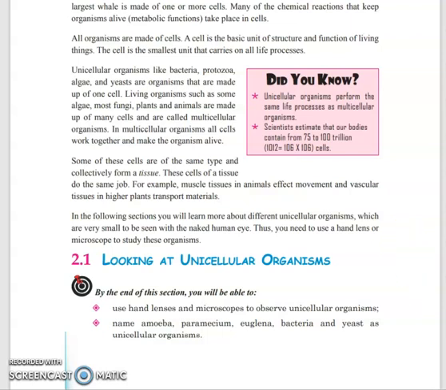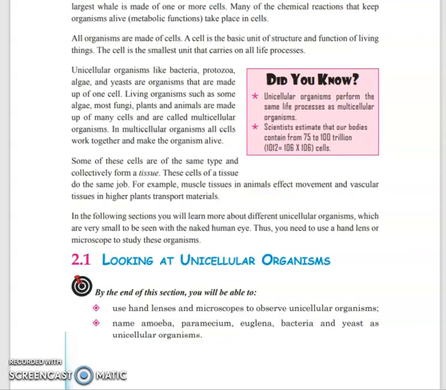Some of these cells are of the same type and are collectively called a tissue. So the collection of cells is called a tissue, and the cells of a tissue do the same job. For example, muscle tissues in animals affect movement, and in plants, the vascular tissues transport materials.